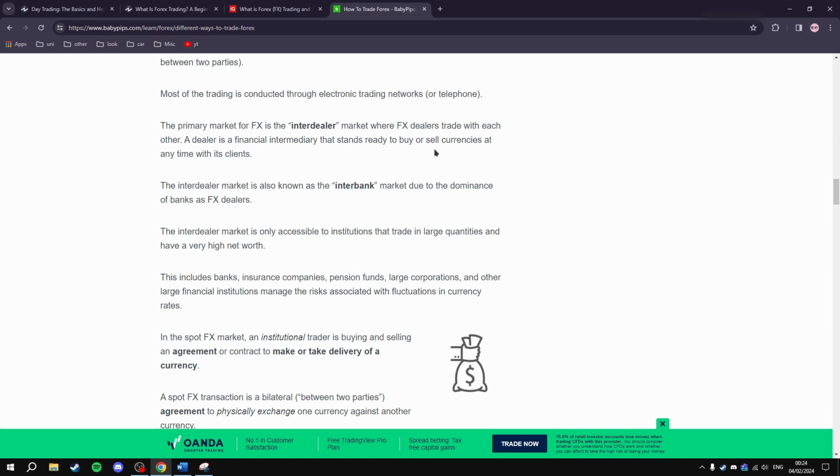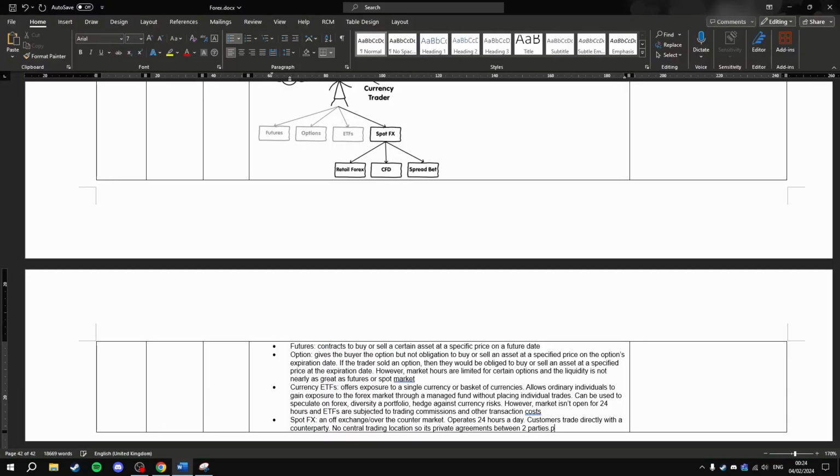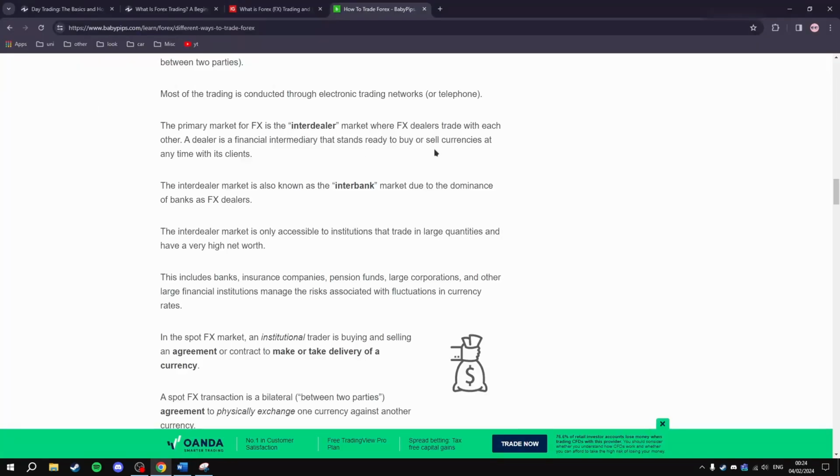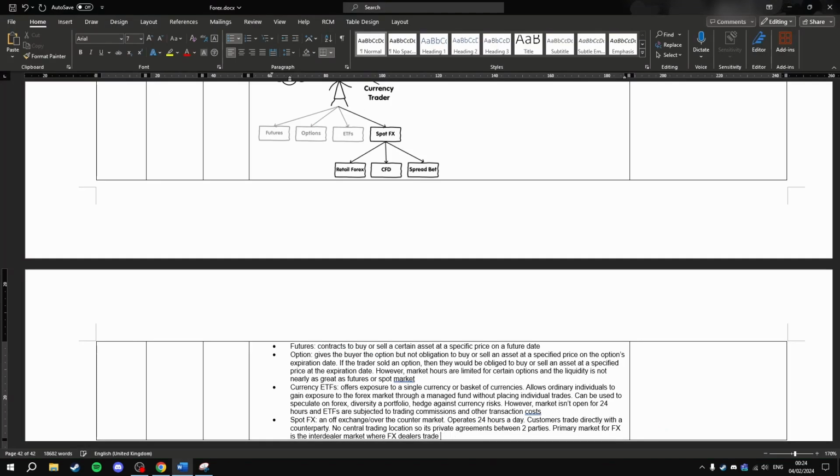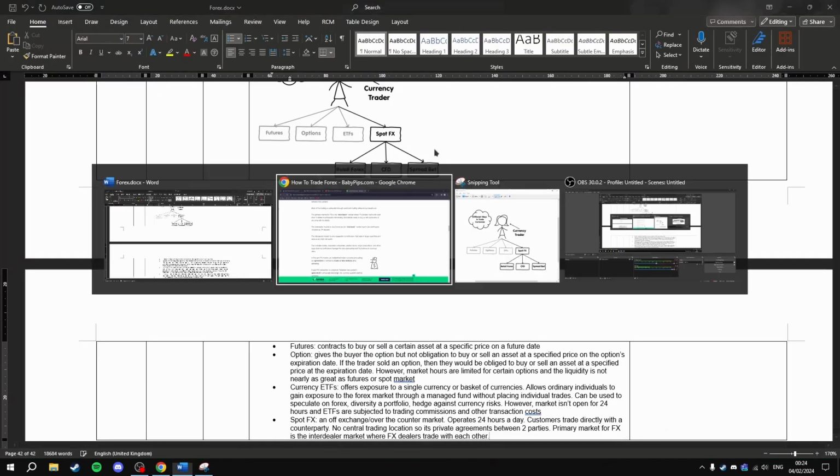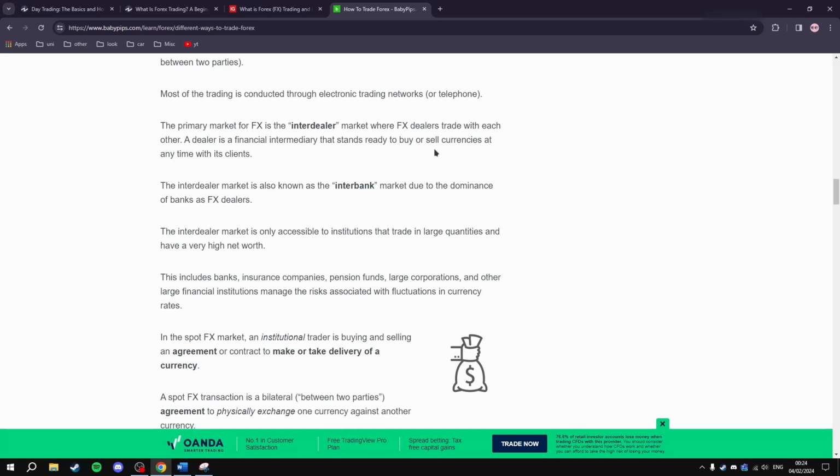So the primary market for FX is the inter-dealer market, where FX dealers trade with each other.